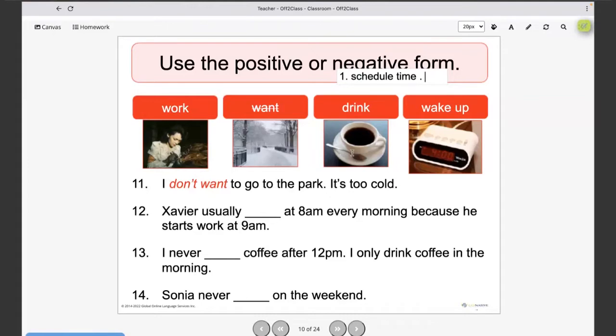So I use the present simple. I don't say the plane will leave, I say the plane leaves at such a time, okay? Or the plane takes off at such a time. I don't say it will take off or will leave. This is for the schedule time.